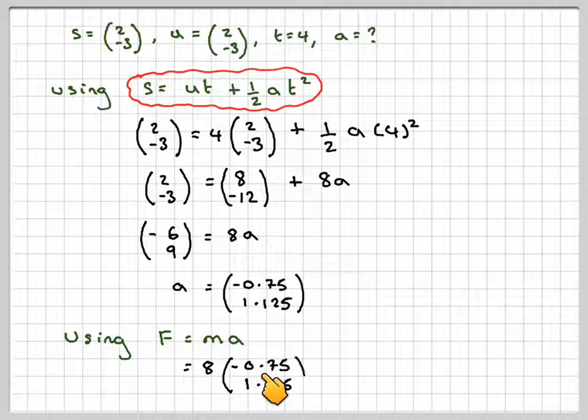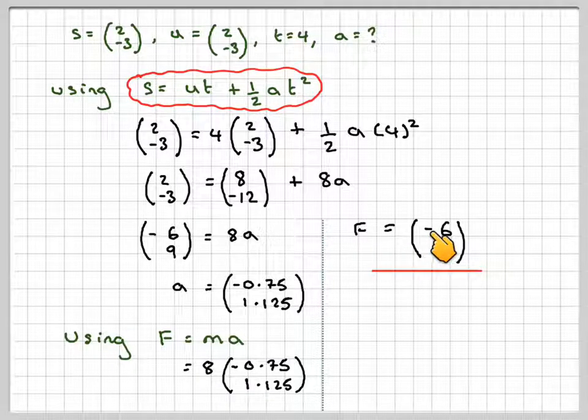Right, in order to calculate the force, we use F = ma. So that's going to be 8 times (-0.75, 1.125). So the force will be (-6, 9). That's what we're asked to find. That's given the force as a vector quantity.